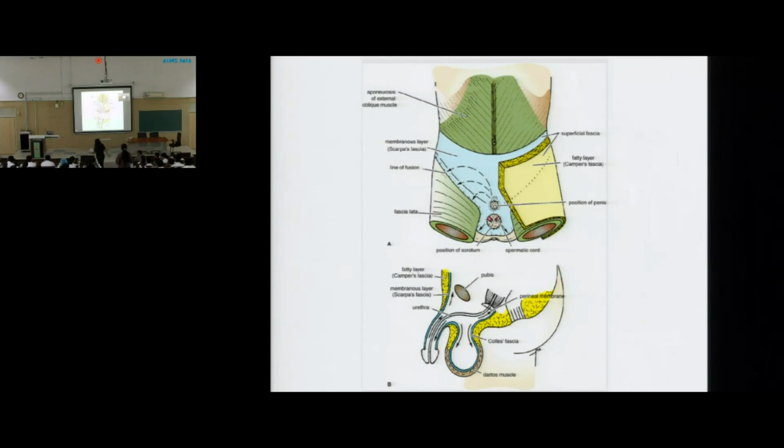Okay, this is the deep membranous layer, and this deep membranous layer is going to become continuous with the deep fascia of the scrotum and the deep fascia of the penis. Clear? Clear? Yes?